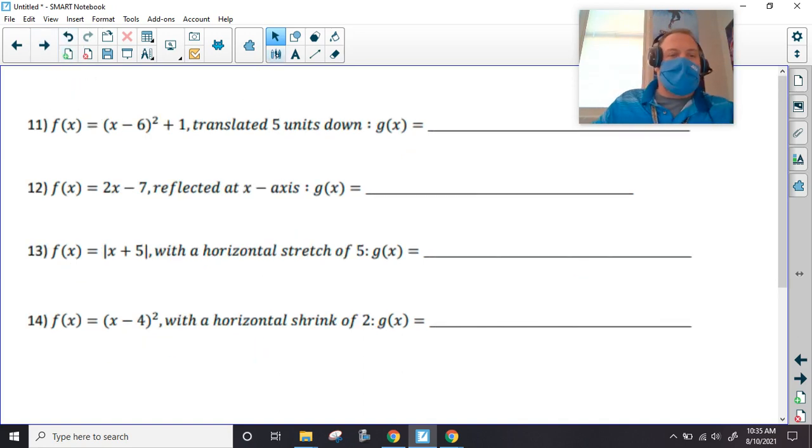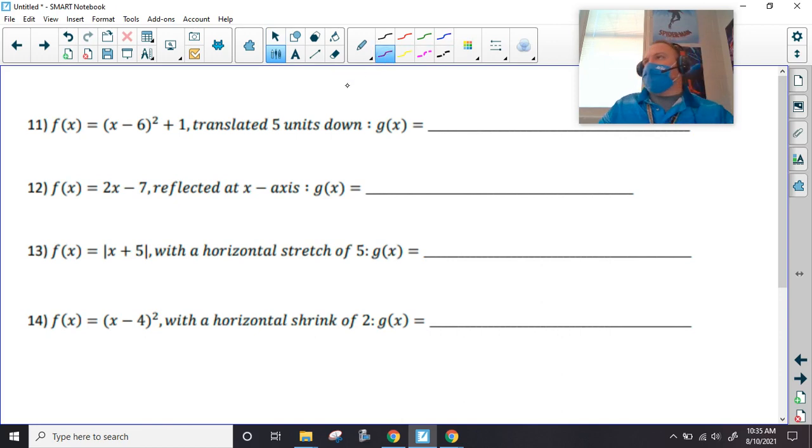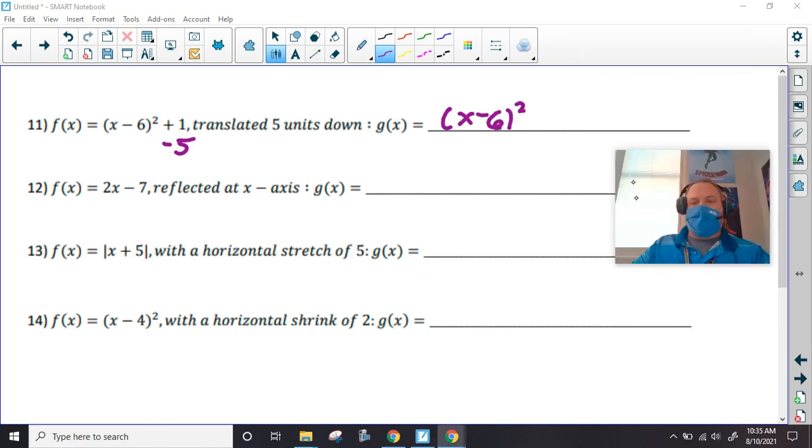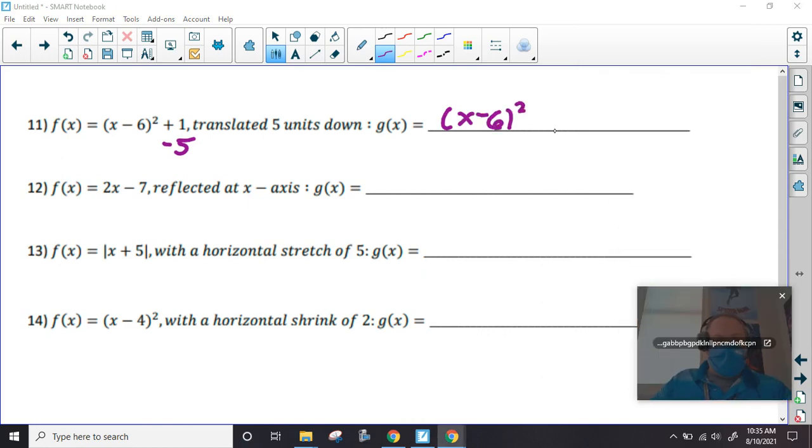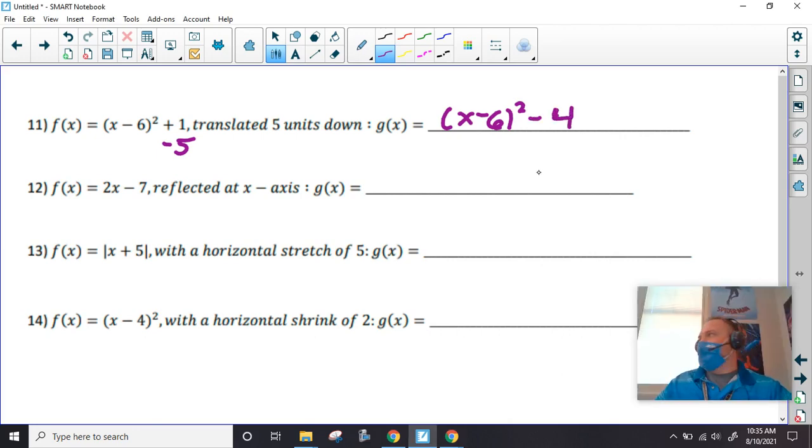So number 11 is kind of a repeat of what we had a while ago. Now we're translating this as something different than a linear. We're still going, all right, this is going down, so all I've got to do is subtract 5 right here. This doesn't change. And 1 minus 5 is negative 4. Okay.